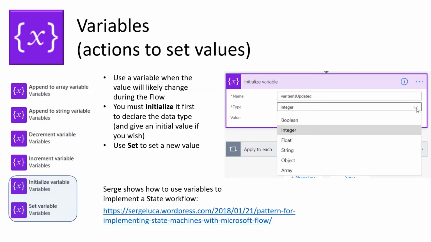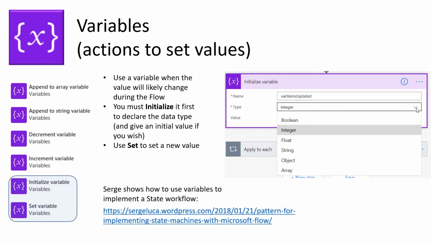And lastly, we'll look at variables. So variables are all actions, and they allow you to set values. So you would use a variable when the value will probably be changing during the flow. So unlike compose, which would be used to set some sort of static value, a variable would typically change throughout the flow.